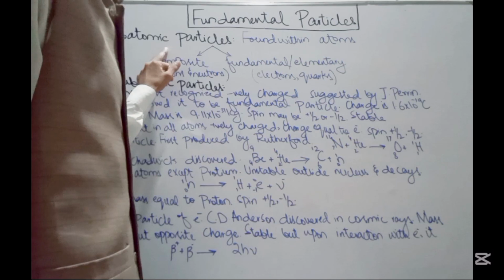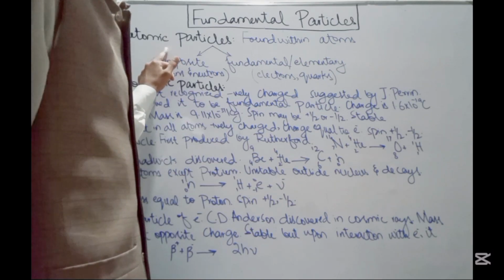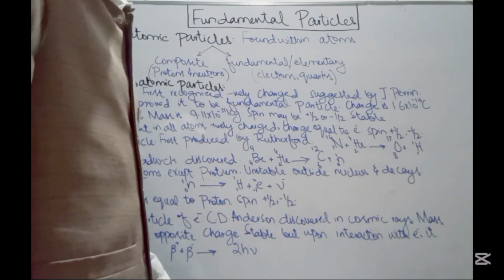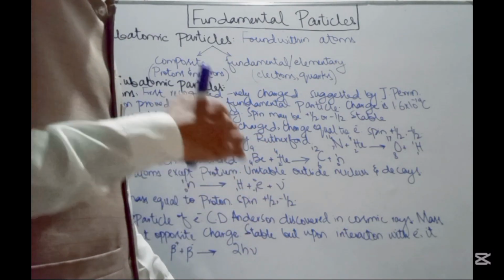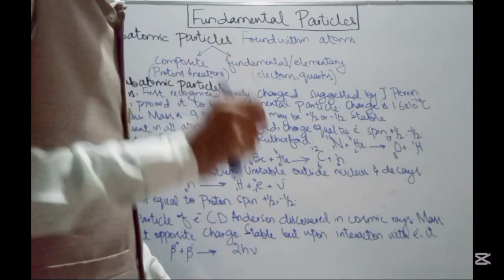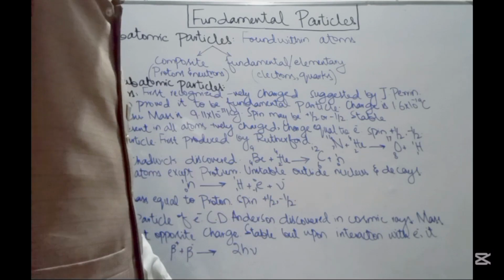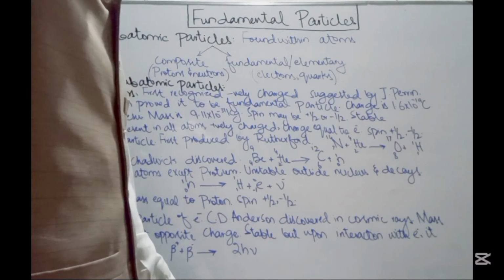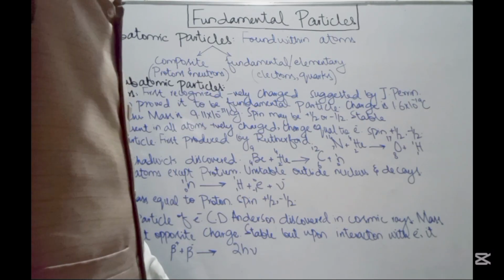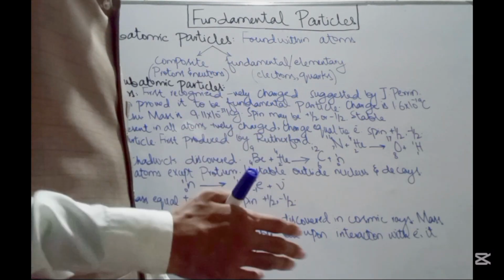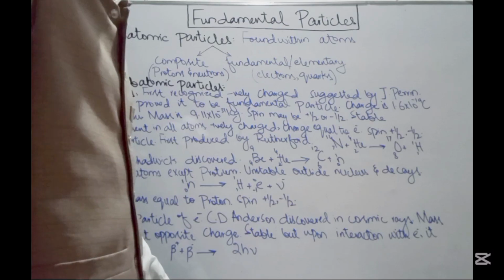If we talk about the composite particle, as the word indicates, these are the particles that have some internal structure and they are further made up of some smaller types of particles. Among the category of the composite particles, protons and neutrons are the most important composite particles, and these are further made up of some smaller particles.